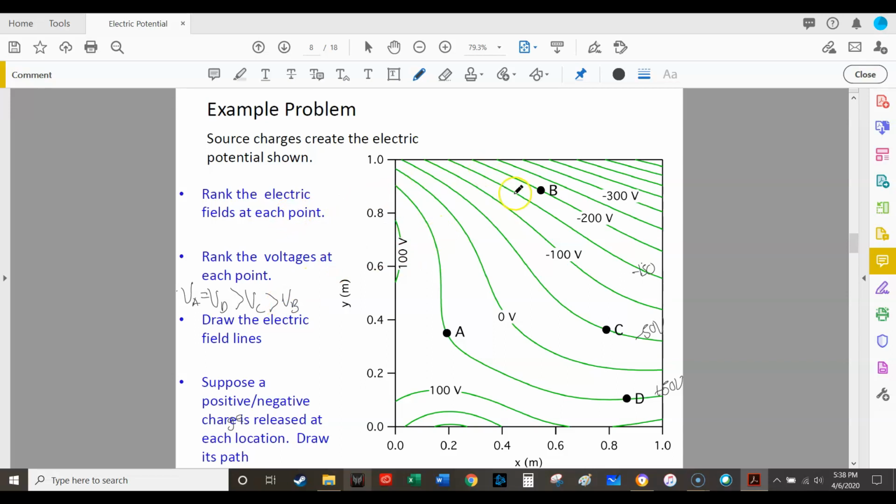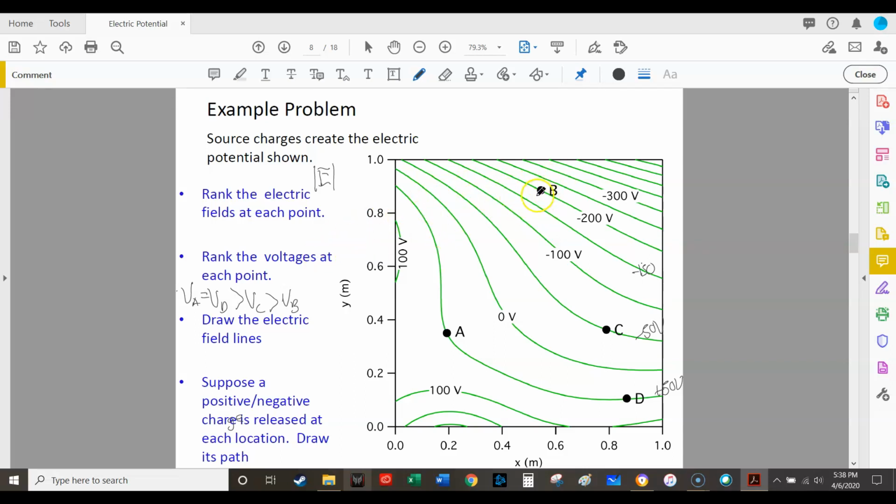All right. Again, to figure out the strength of the electric field, and strength of the electric field I'm interpreting as the magnitude of the electric field. Electric field is a vector, so positive and negative is based on the direction of the electric field vector. But I'm talking about the strength of the electric field. Well, where the voltage lines are close together is where you will find a stronger electric field.